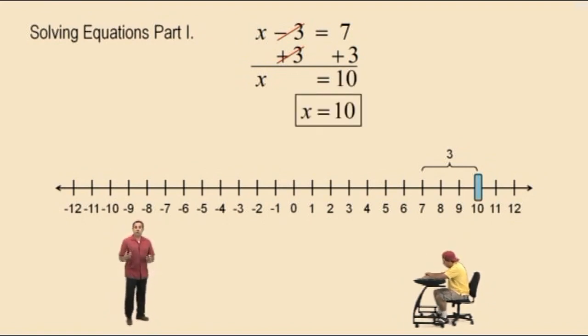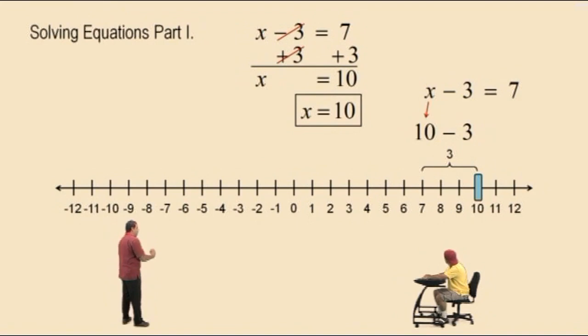Well, how do we verify our solution is correct? Well, we go back to our original equation, substitute the x with a 10, and we see if we end up with a true statement. And of course, 10 subtract 3 is 7. So we know our solution is correct.